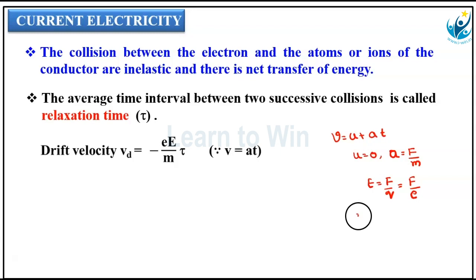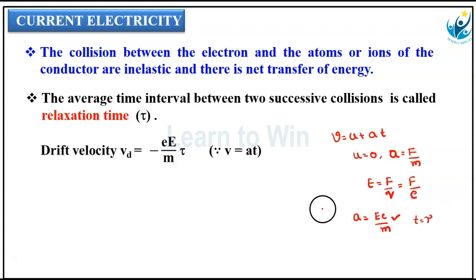Then a equals, instead of F, capital E, small e by m. Capital E, small e by m. This is acceleration. Initial velocity is 0. During the time of relaxation, what is the time of relaxation? The average time interval between two successive collisions, that is tau. t equals tau, the time of relaxation.